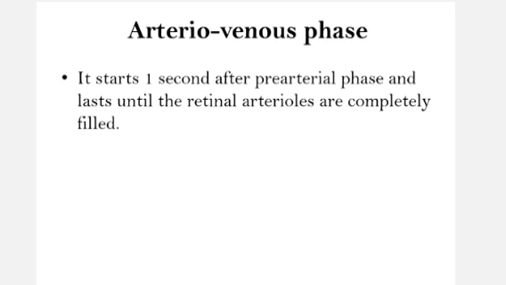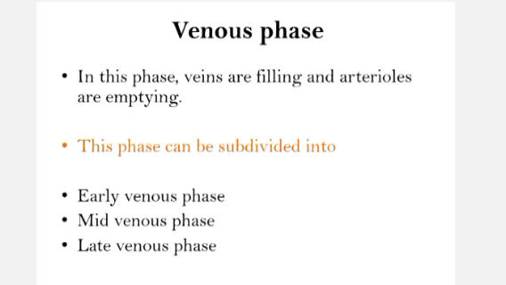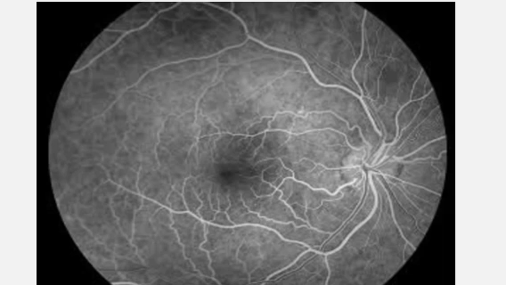Arteriovenous phase: it starts 1 second after the arterial phase, when the retinal arterioles are completely filled. This is the arteriovenous phase. Venous phase: in this phase veins are filling and arterioles are emptying. This phase can be subdivided into early venous phase, mid venous phase, and late venous phase. These are the photographs taken by the fundus camera.